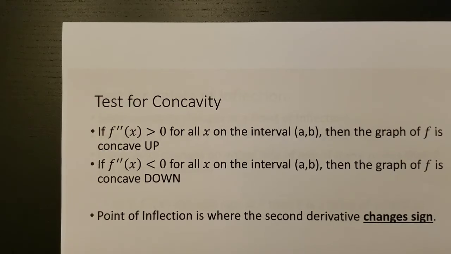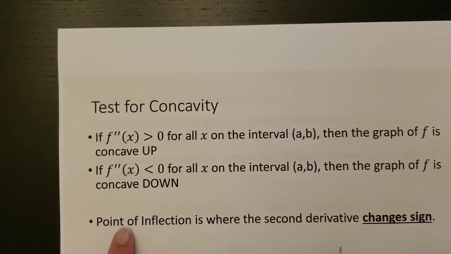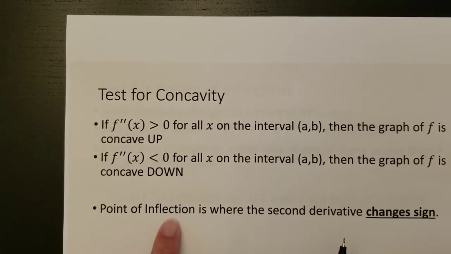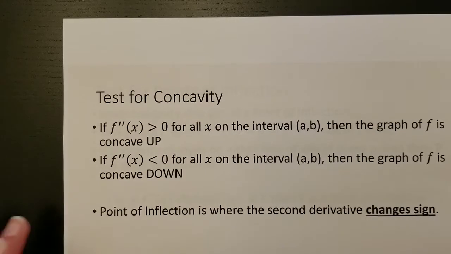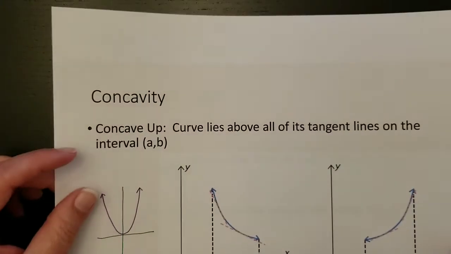So remember that we talked about the first derivative changing sign to find maximum and minimum points, and we had to find critical numbers where the first derivative equaled 0 or didn't exist. Those are going to be the same things that we find to check for a point of inflection, where the second derivative equals 0 or does not exist. And I just want to go back a little bit to talk about this.